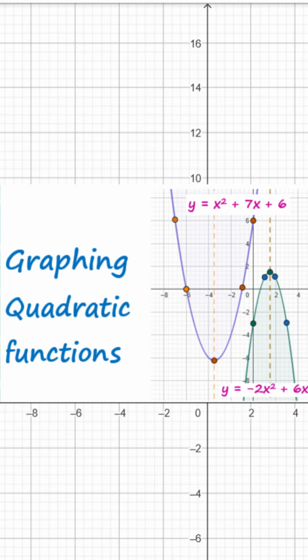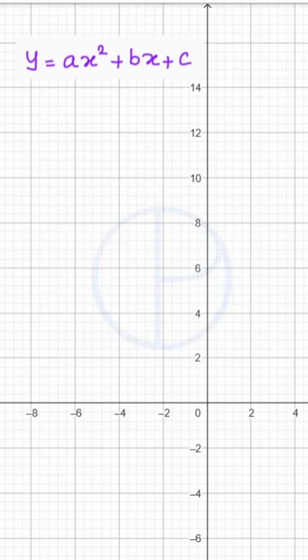How to plot a quadratic function. This is the general form of a quadratic function. To plot, the first step is to determine whether the curve opens upwards or downwards for a quadratic.